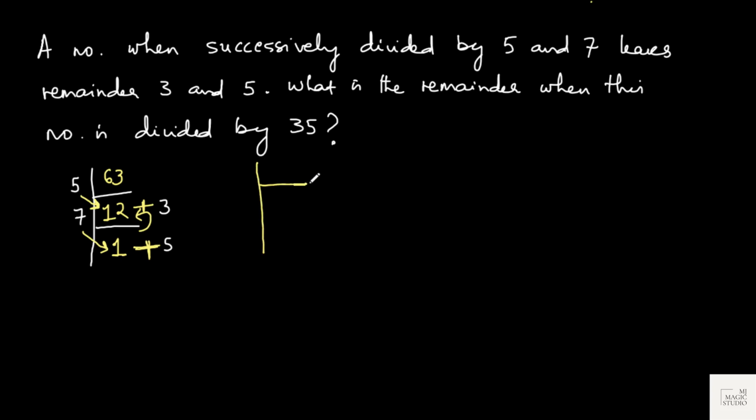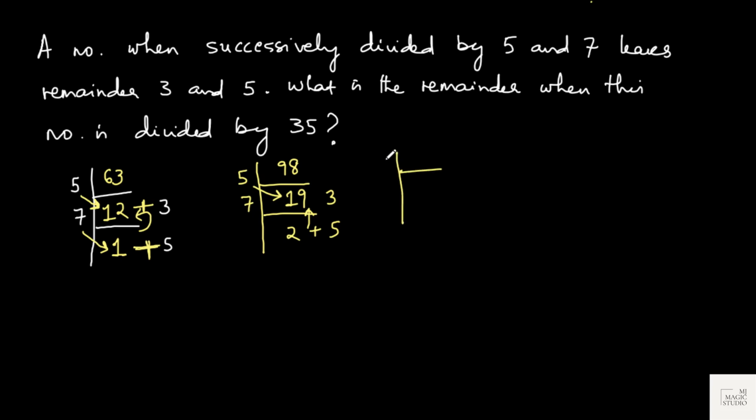Clear? Now we can find many such numbers. If we start with 2, then 7 into 2 is 14 plus 5 is 19. 19 into 5 is 95. 95 plus 3 is 98. 98 is also such a number. So we can have many such numbers.